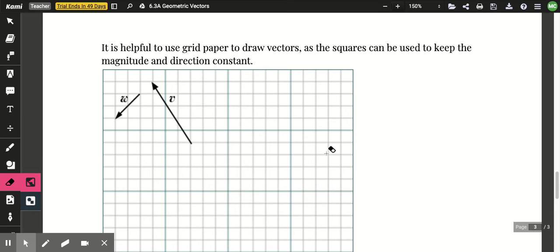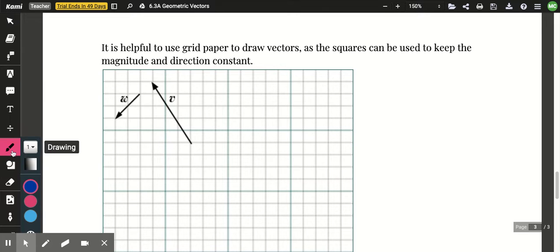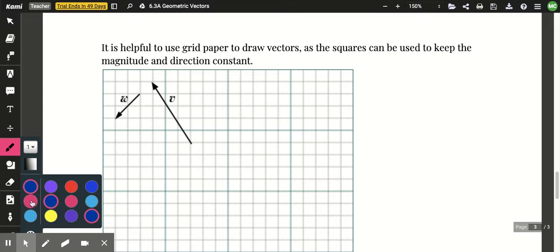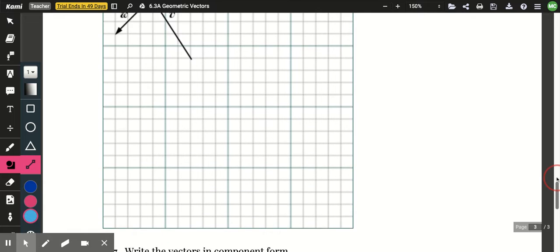Okay, finally, we're going to do some operations with these vectors, and we're going to use grid paper. Now, grid paper, this may be obvious to you, but grid paper is kind of helpful to use because it helps you keep the direction and the magnitude of the vectors constant, because you could count the squares to figure out how big it's supposed to be. So we're going to be using these two vectors, w and v, for our next operations here.